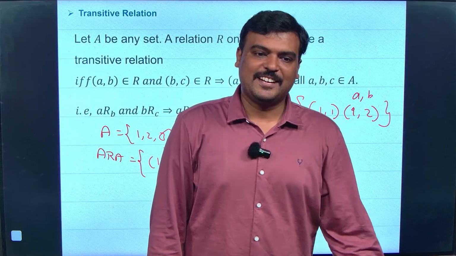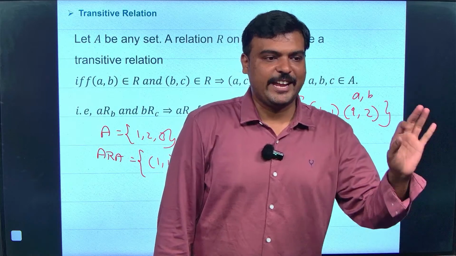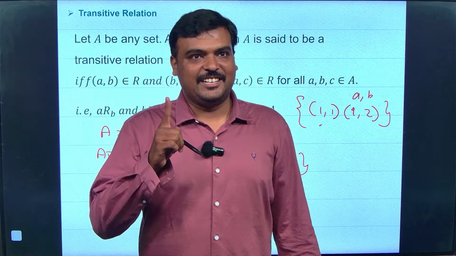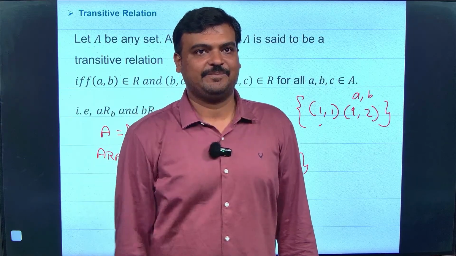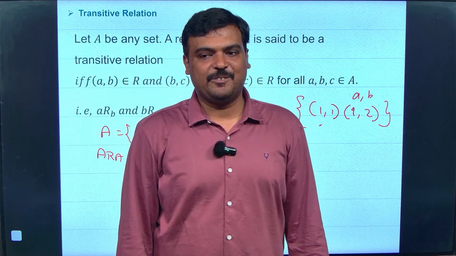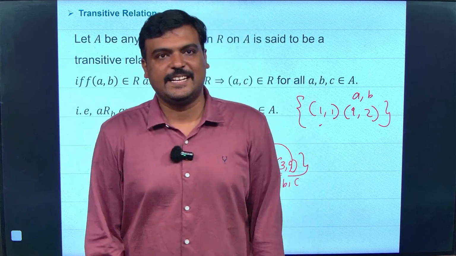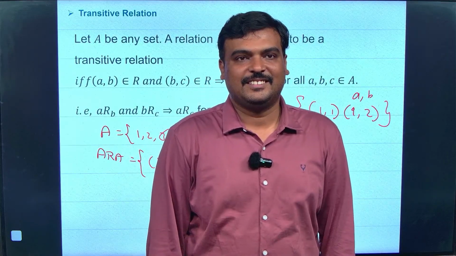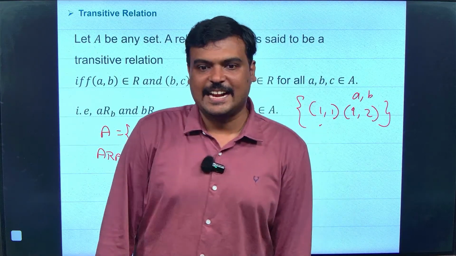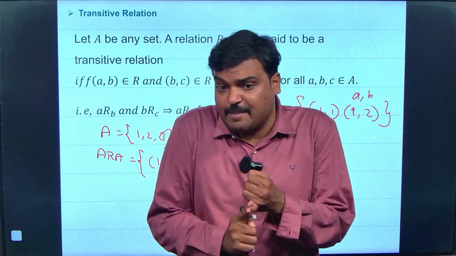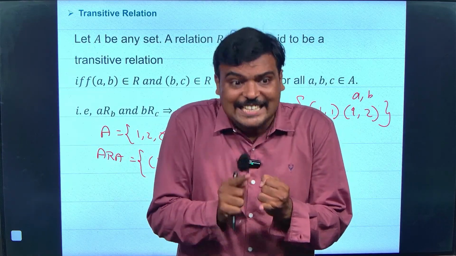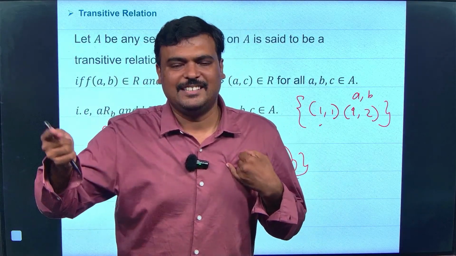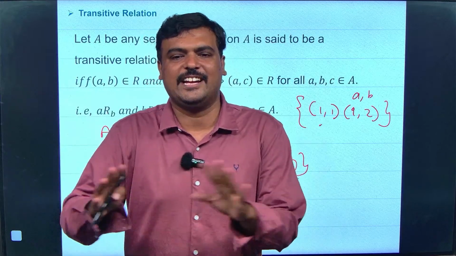Okay, now let us go to our classical example. Is my empty set transitive? Surya, what do you think? I think it is transitive. Yes, it is transitive, because if I have A comma B and B comma C, then I want to worry about my A comma C. Here there is neither A comma B nor B comma C, so I need not worry.